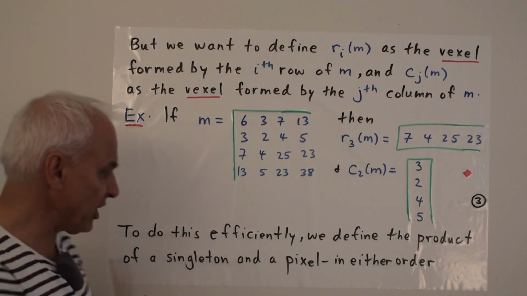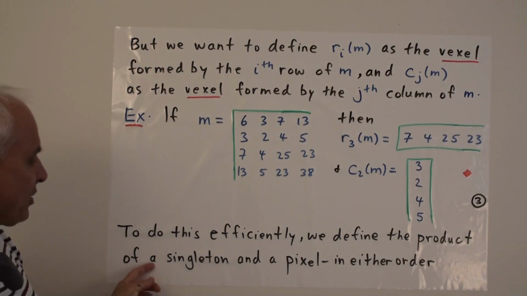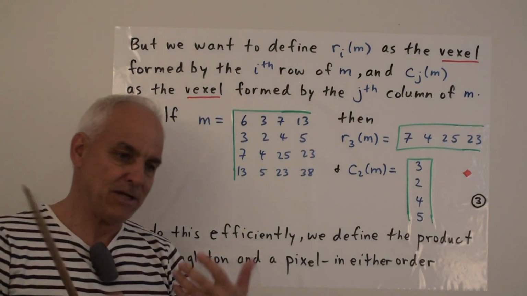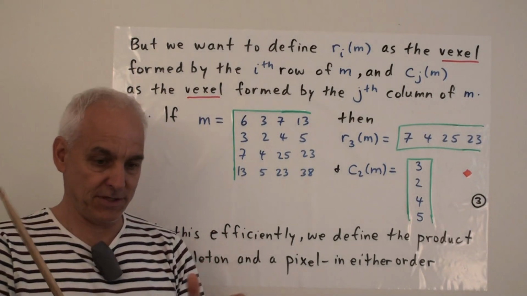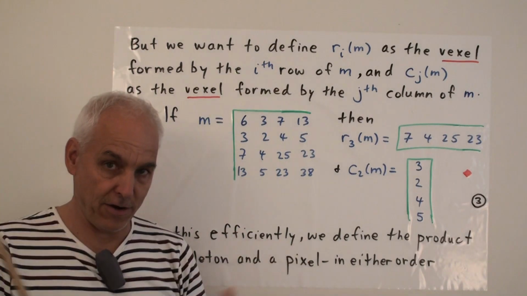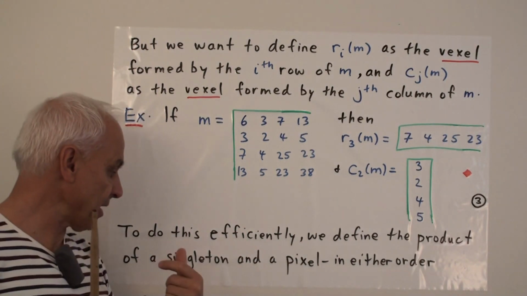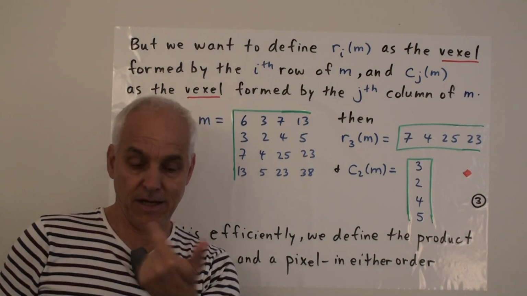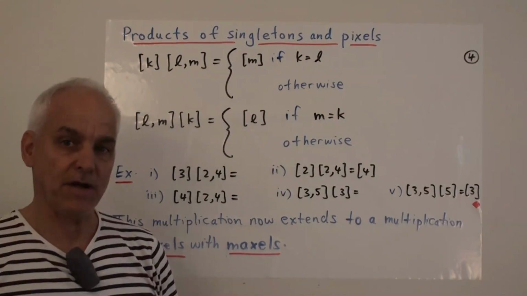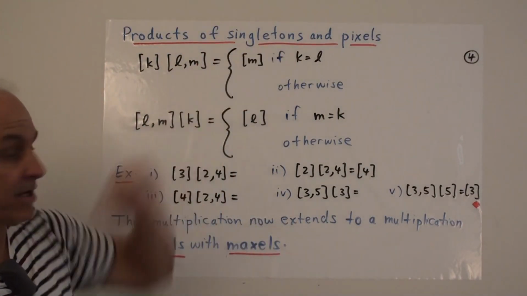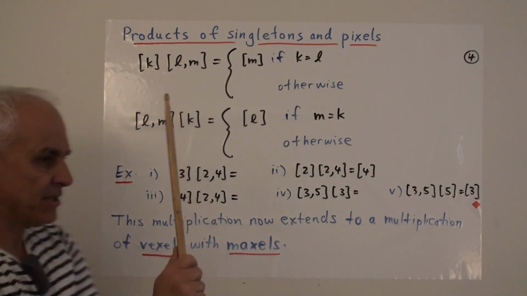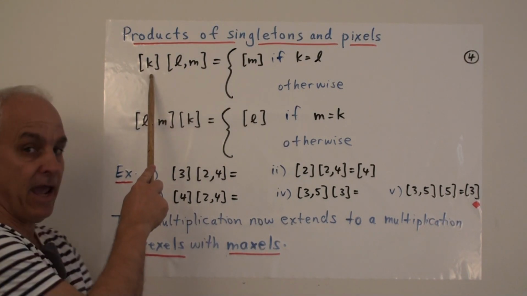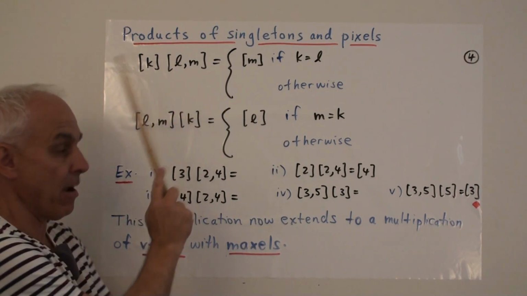So to do this efficiently, we are going to define the product of a singleton and a pixel. So we're going to extend our multiplication of pixels, which was really at the heart of this entire arithmetic, to an arithmetic also involving singletons together with pixels, in either order. Okay, so how does this product of singletons and pixels work? Well, it's very much like the product of pixels. So here is a singleton K, and here's a pixel LM.